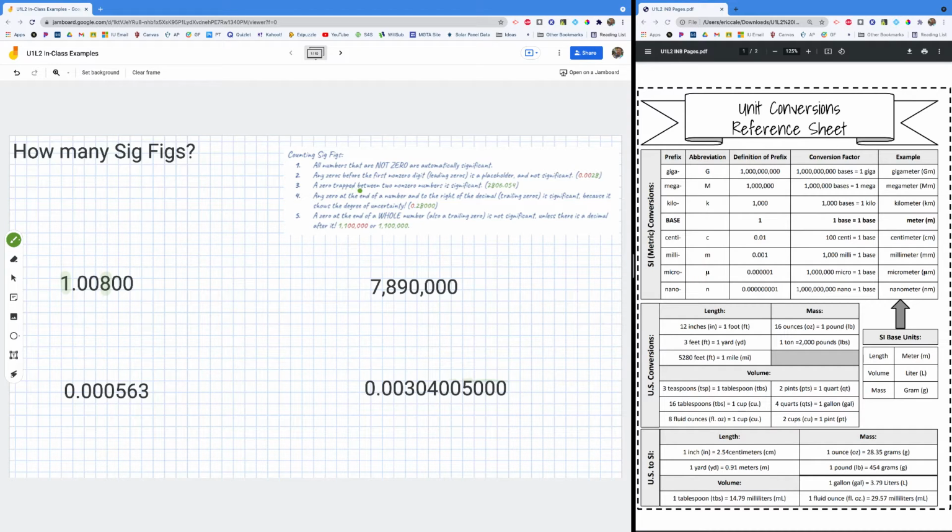Rule number 3, a 0 trapped between 2 non-zero numbers. So these 2 zeros right here are trapped between 1 and 8. And those are significant. They're not just placeholders. They're there to show that we were able to measure all the way down through there. And rule number 4 for this one, any 0 at the end of a number, also called a trailing 0, is significant if it's after a decimal place, because that shows us that our measuring device was able to measure not just to here, but we know that's 0 and we know that's 0 all the way down to here. So for this question, we know that there are 1, 2, 3, 4, 5, 6 total sig figs.